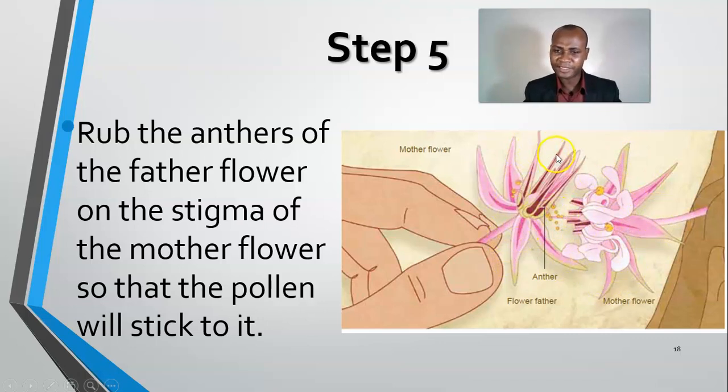What that means is that on one flower there can be 5, 6, or even more anthers, so you can just rub 1 or 2 anthers on the stigma. One father flower can be used to pollinate up to 3, 4, or even 5 mother flowers. So that is how you do it.